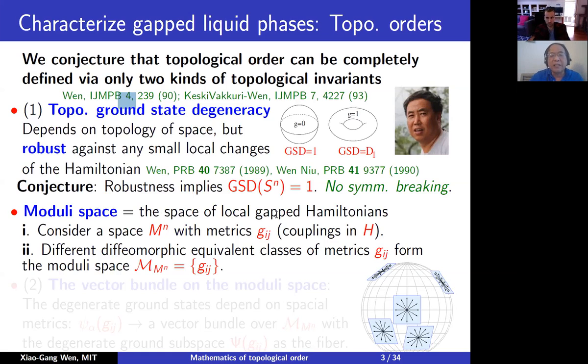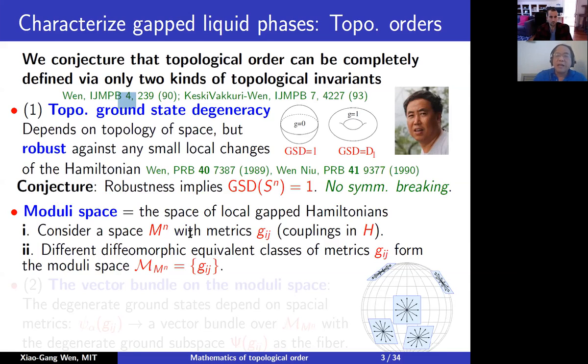But usually, to connect to topological quantum field theory, we define our Hamiltonian using the metric of the space. So we assume this space M^n has a metric, and the local operators in the Hamiltonian depend on this metric. We triangulate this space with a very fine triangulation, and then we use the metric to define our Hamiltonian. Therefore, we can think of the space of Hamiltonians as really the space of metrics, which is kind of the Euler moduli space of a manifold.